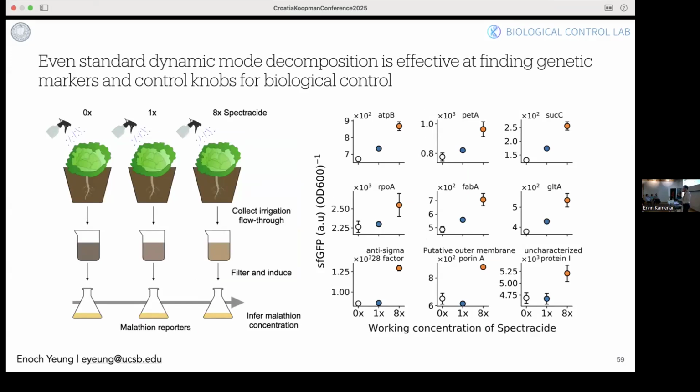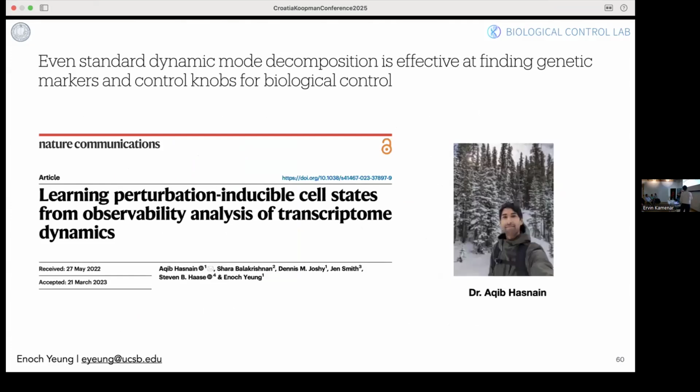So should we use Koopman operator theory for biology? Hopefully the answer for you guys is yes. Okay, this is all published in a Nature Comms paper. Dr. Hasnain was the leading author of this. Sorry, it's not Nature, it's just Nature Comms.